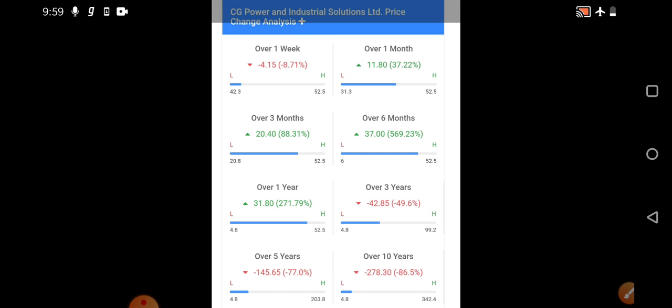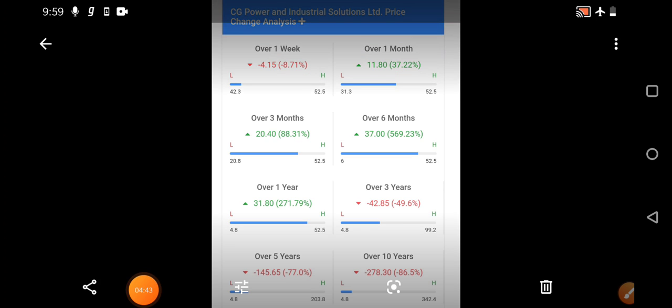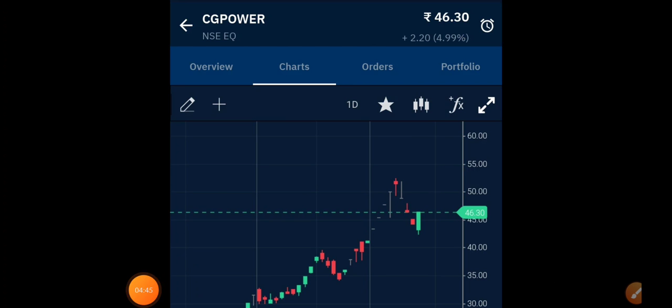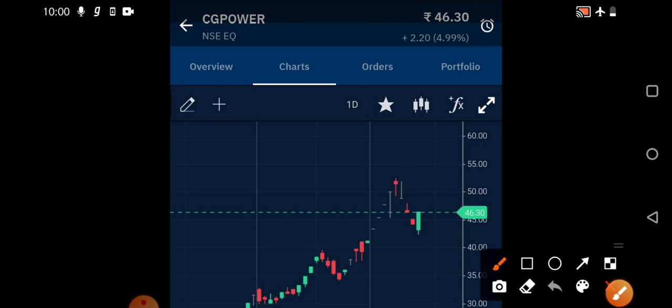Okay, so now we'll go to the technical charts and see how the stock has obeyed the levels. Okay, so we are back on the technical chart. This is the 1 day chart of CG Power. So what can you see in the 1 day chart of CG Power?